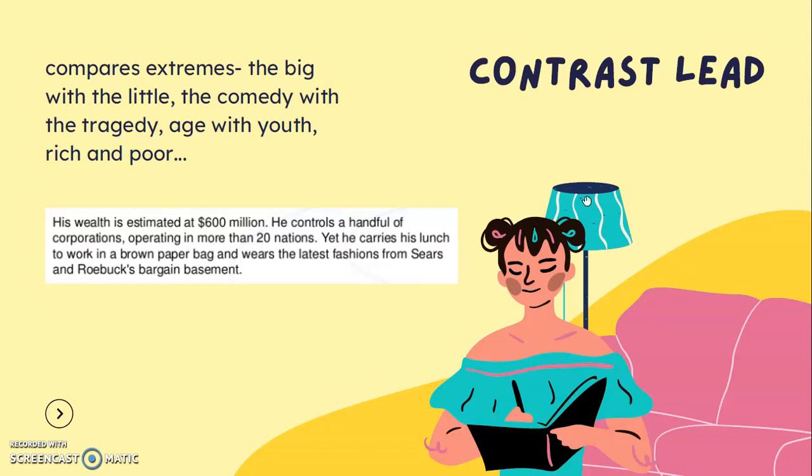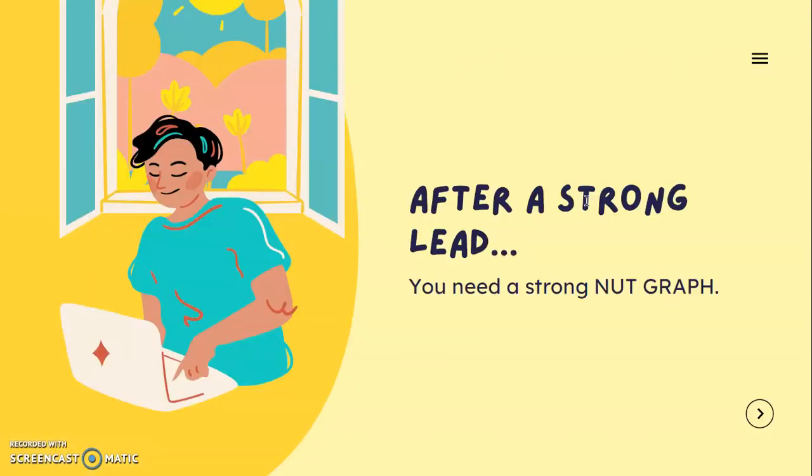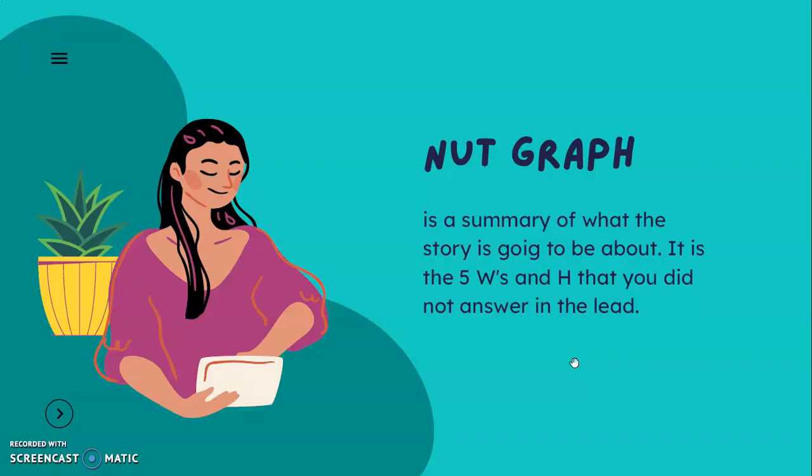Now, we are done writing the lead. So what comes next? After a strong lead, we need to make a strong nut graph. Again, take note of this, the nut graph. So what does the nut graph contain? Basically, the nut graph is a summary of what the story is going to be about. It is the 5 W's and 1 H that you did not answer in the lead.